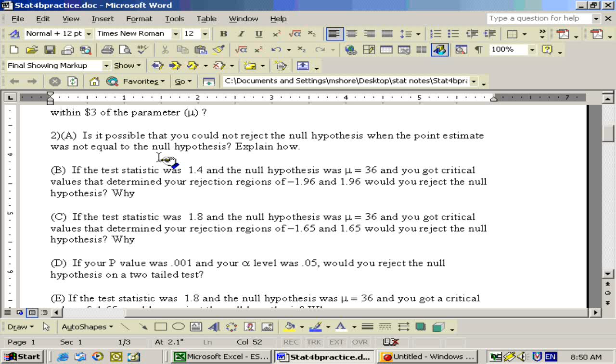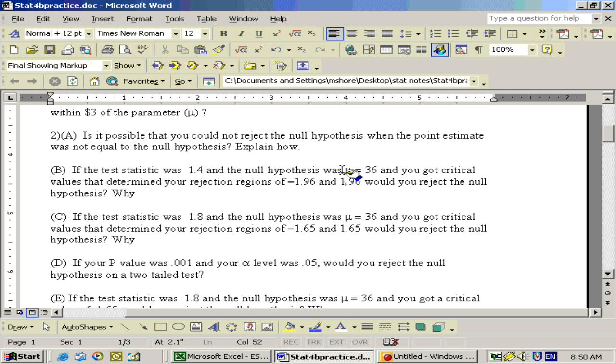Same way with percentages. If your sample percentage is close enough to the claimed percentage, you may not reject the null hypothesis. Okay, this is thinking about rejection here too. On part B it says if the test statistic was 1.4 and the null hypothesis was mu equals 36 and you got critical values of negative 1.96 and 1.96, would you reject the null hypothesis?